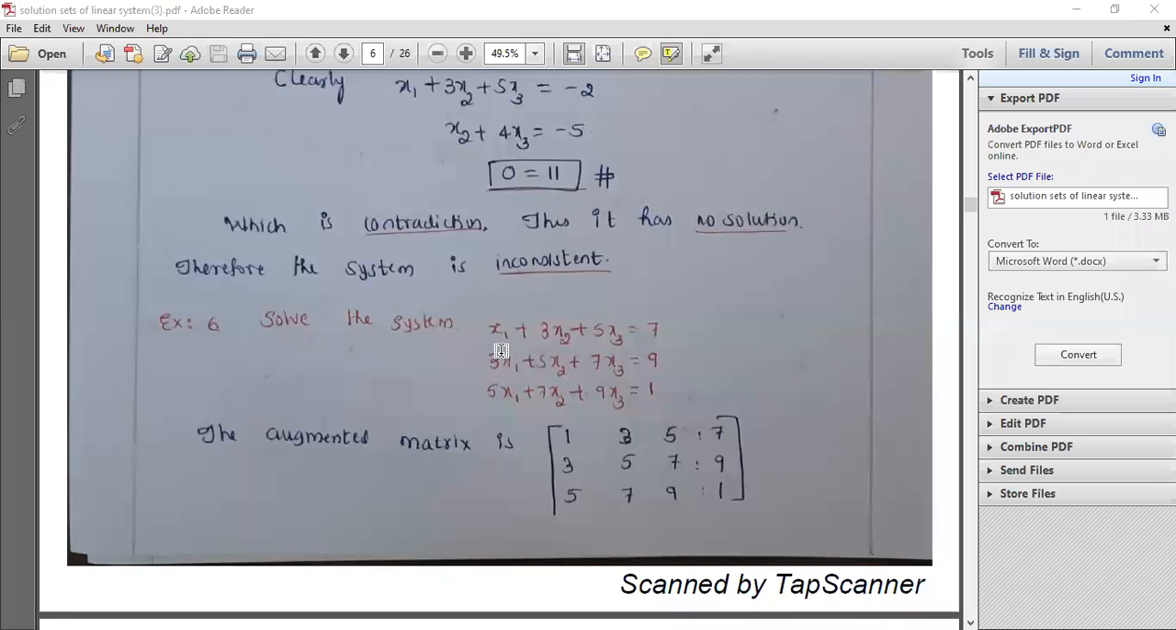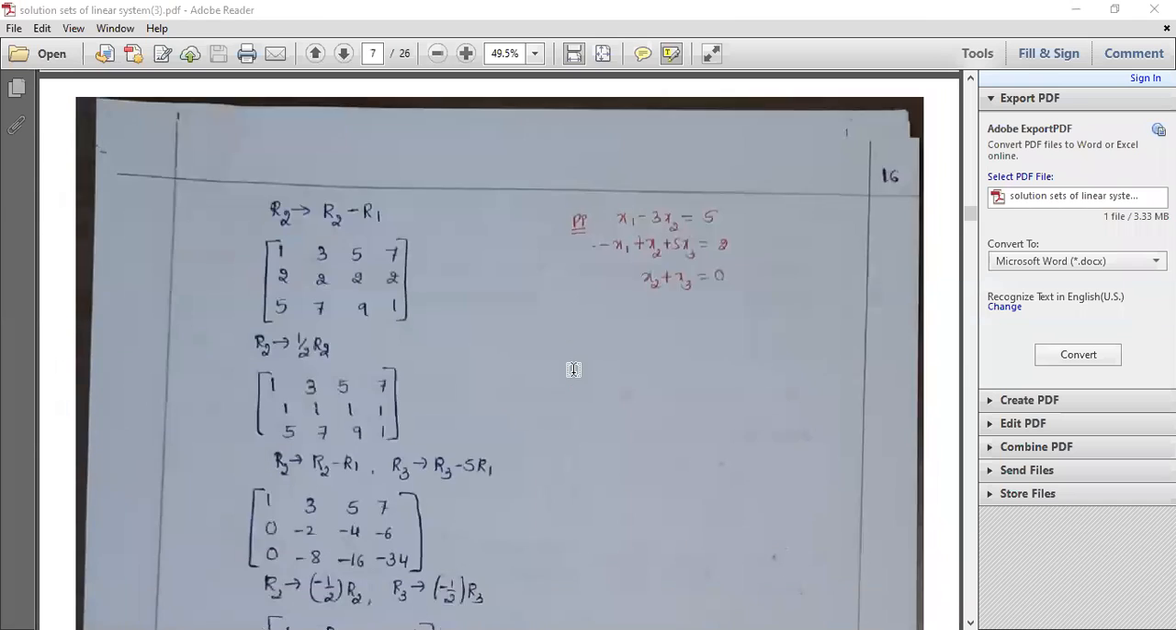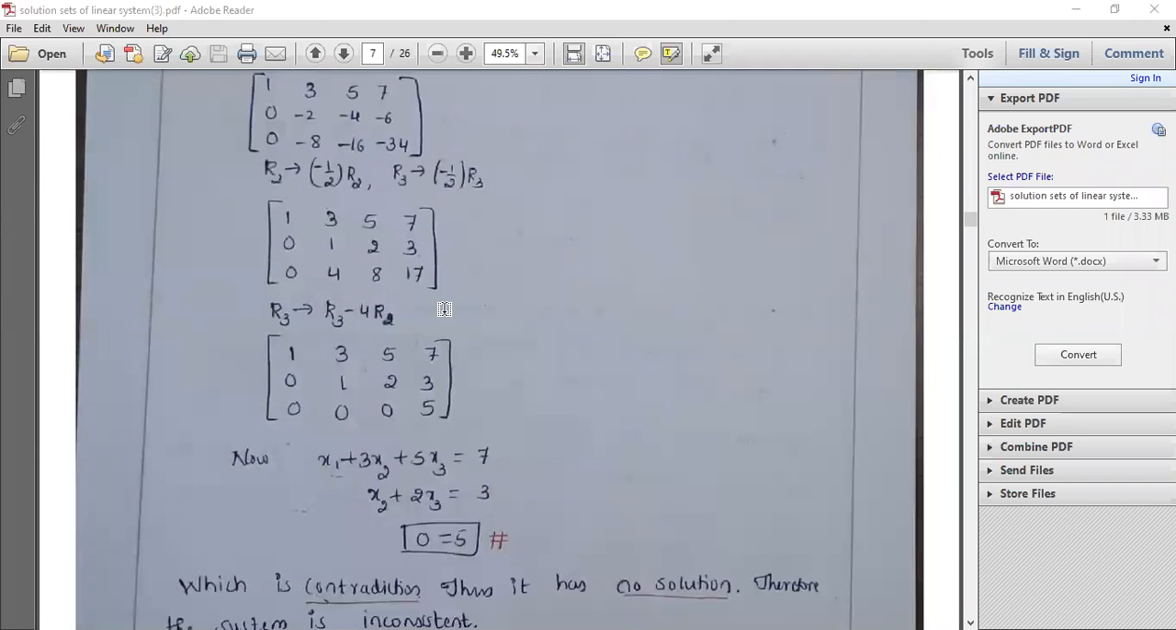And this is inconsistent. What are you getting in the last one? Is it 0 or anything? 10, ma'am. Minus 10. Yes? 0 is equal to minus 10, I'm getting. 0 is equal to minus 10. And what about the above operations, are you getting the same?